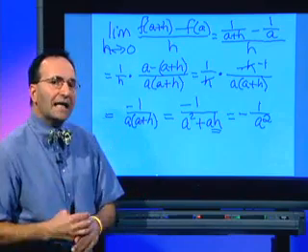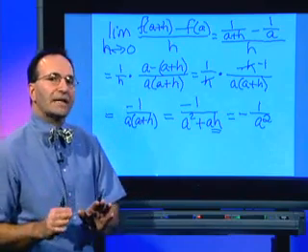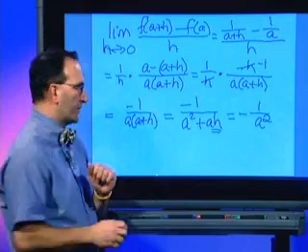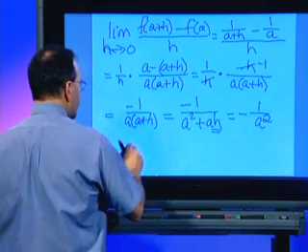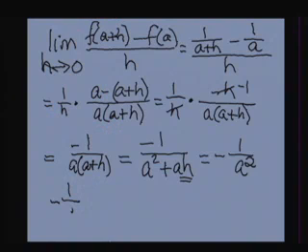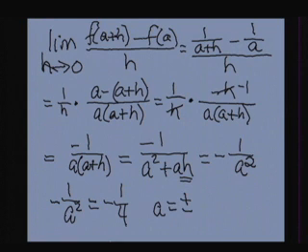Now, what we were asked is, when will this slope actually equal negative 1/4? So what we do is we will set up the problem, negative 1 over a squared equals negative 1/4. And of course, that will lead to the answers a equals plus or minus 2. So those are the values for which we get a slope of negative 1/4.